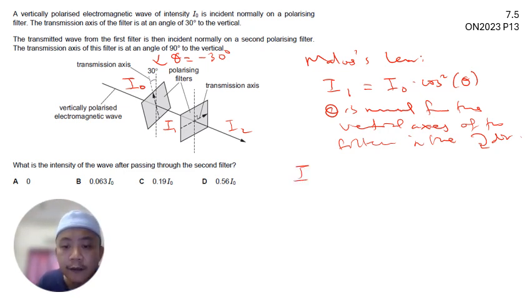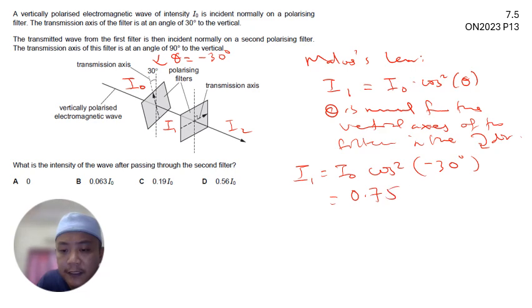So I1 is equivalent to I0 cos squared, don't forget the squared. Theta here will be minus 30 degrees. You can either use minus 30 degrees or 330 degrees, I'm very sorry, so 360 minus 30 degrees. If you plug it into your calculator, cos squared 30 degrees will give you 0.75 I0. So this is from the first polarizing filter.